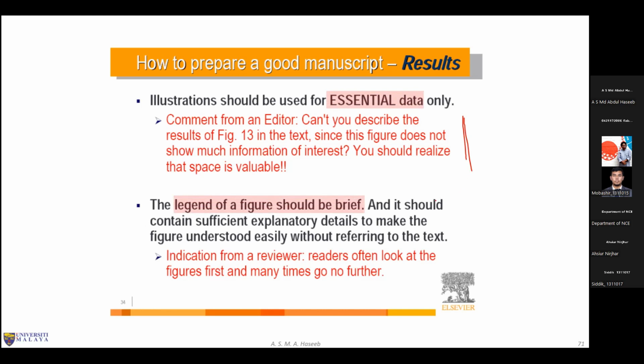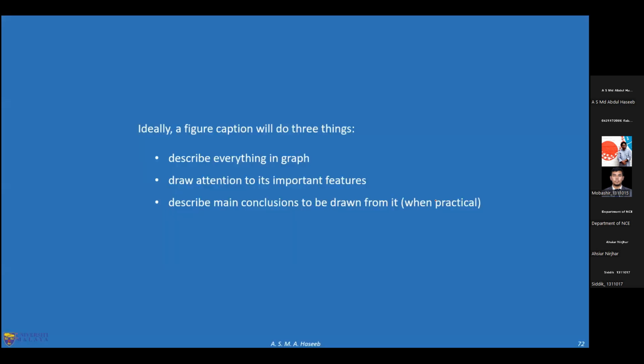And of course, the legend of the figure should be as brief as possible. And it should have sufficient detail so that the readers do not have to go to the text to understand the figure. So when he flips through your paper, he should be able to understand each and every figure. So the figure caption must have all the essential information.